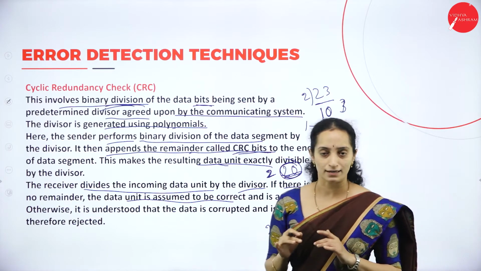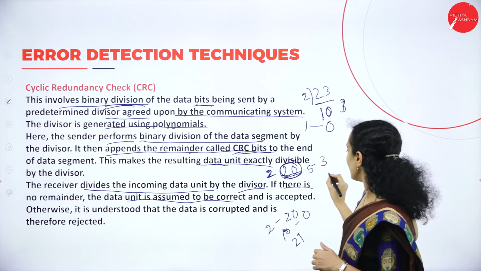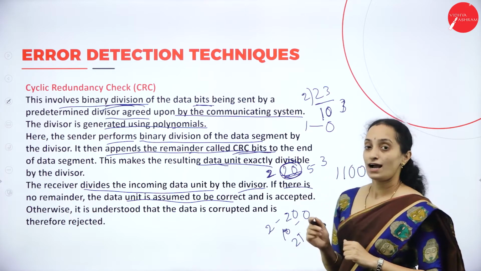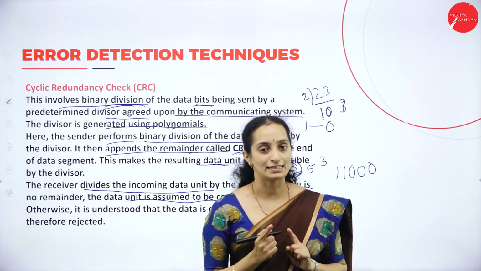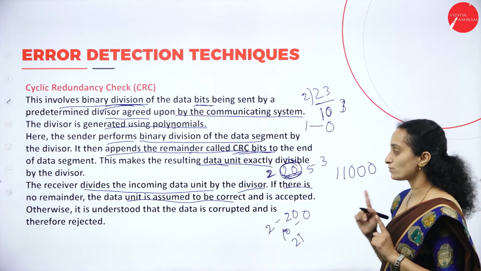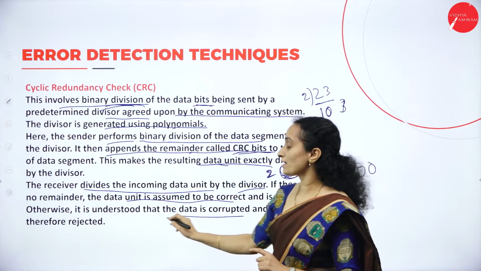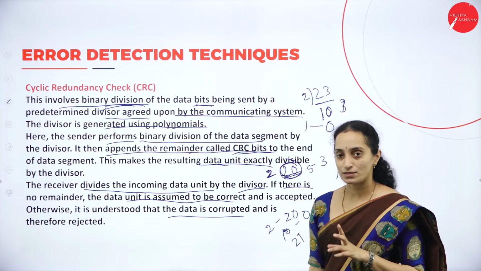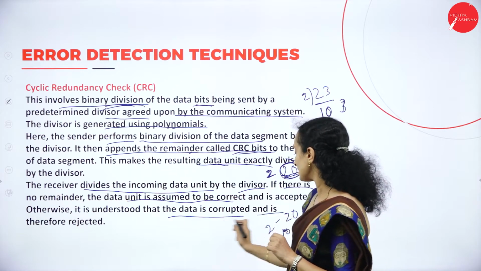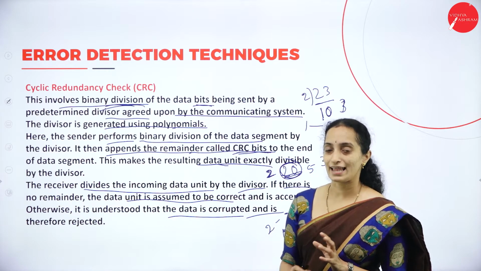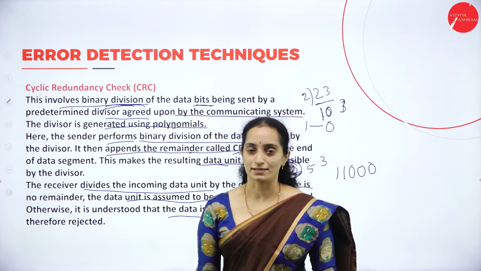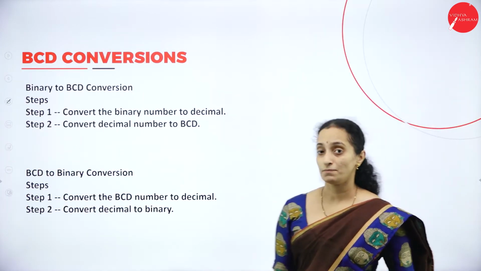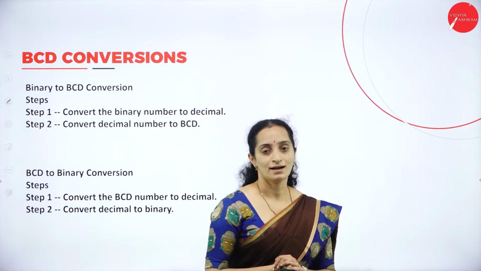The quotient is discarded and not considered. We check with the binary number: if there is any change, the remainder will also change. When the remainder becomes non-zero, it means there is a change in the original data received. In such a case, the data is rejected by the receiver. This is something about error detection codes.